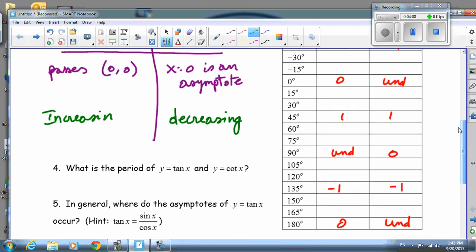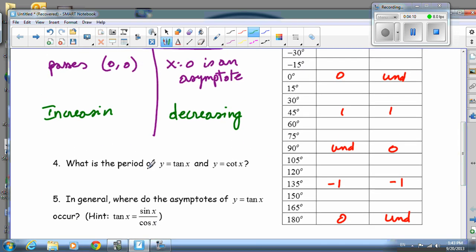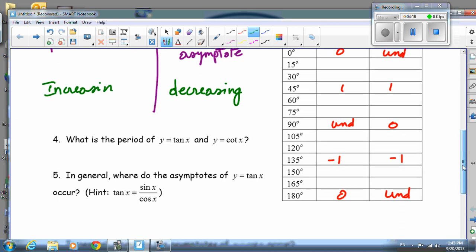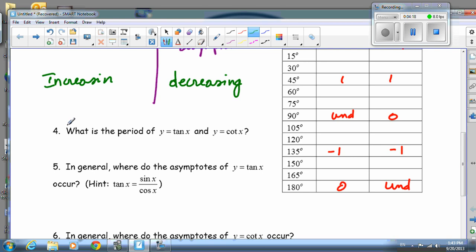What is the period of y equals tangent x? This is what makes the tangent different than sine and cosine. The period, first of all. On sine and cosine, you remember the period is 2 pi over b. Instead of 2 pi over b for the tangent and cotangent, it will just be pi over b, not 2 pi over b. Or you can also say 180 over b.